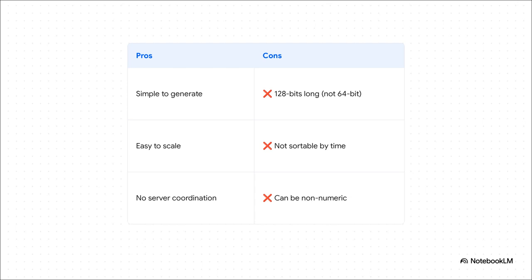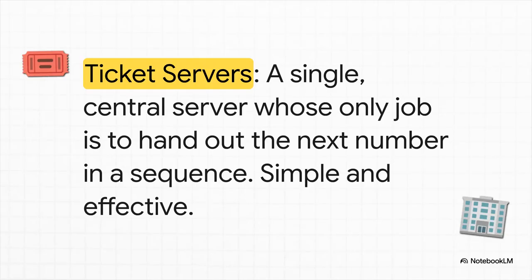They can have letters in them, and, critically, they are not sortable by time. So, another almost. Our final contender is the ticket server. This is maybe the simplest idea of them all, used by sites like Flickr way back in the day. You just have one central server, and its only job is to hand out numbers. You need an ID, you just ask the ticket server, and it gives you the next one in line.